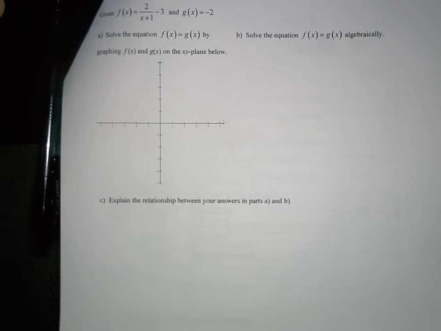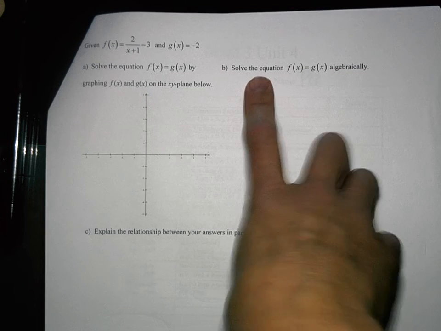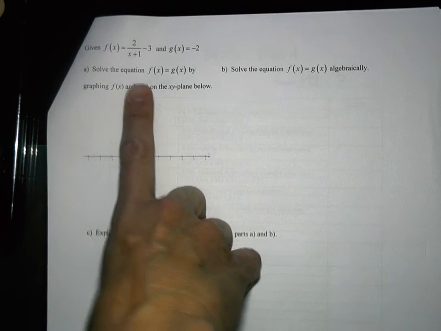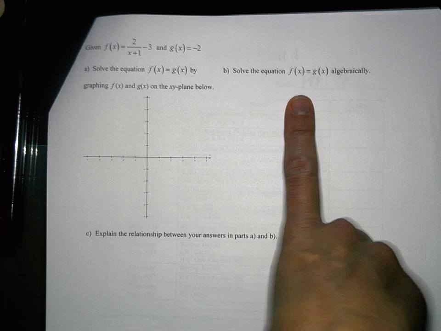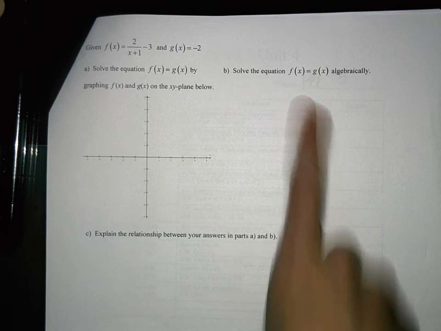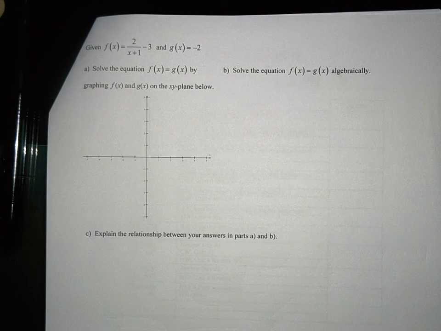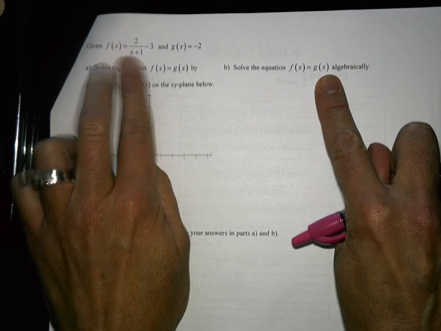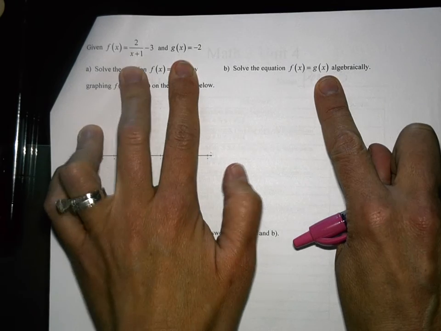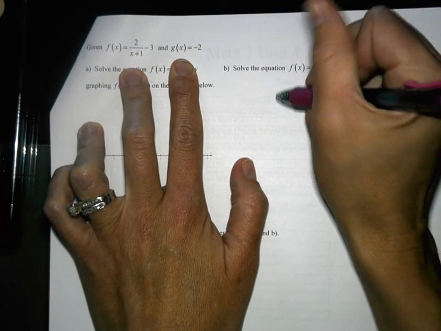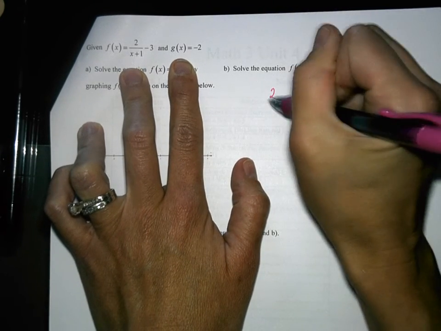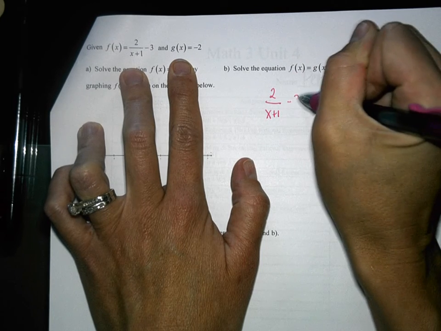Last one. This one is slightly different. You have a test question just like this one and the previous ones we did. You'll notice here, this one they want you to solve this graphically, and this one they want you to solve it algebraically. We're going to start by solving it algebraically. Okay? So, it says f of x equals g of x. Here's your f of x and g of x. How do I write that? Very good. 2 over x plus 1 minus 3 equals negative 2.